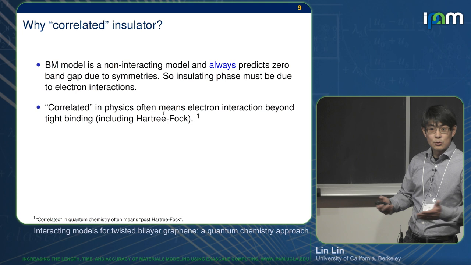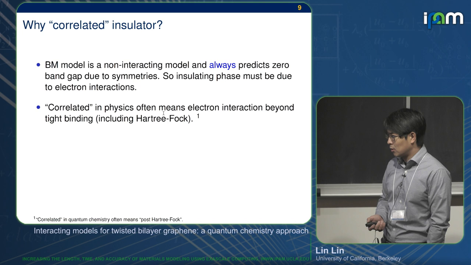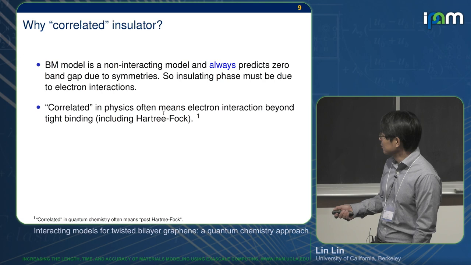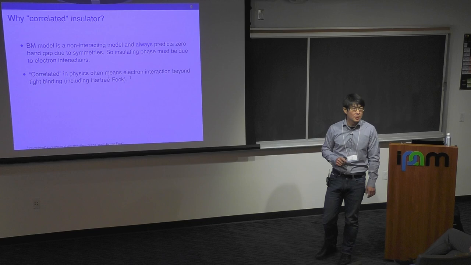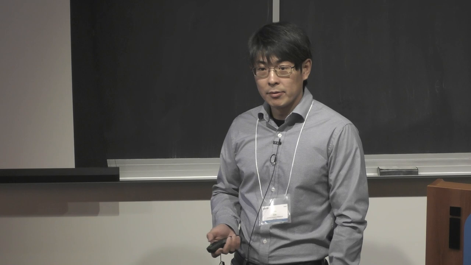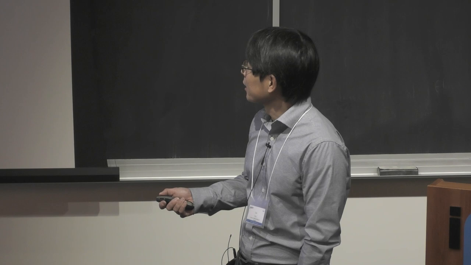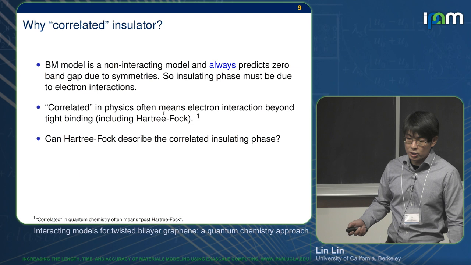Here, if you come from the quantum chemistry background, which is where I learned most of the electronic structure methods from, you may realize there is a little bit of confusion in terminology, because in quantum chemistry, correlated often means post-Hartree-Fock. Okay, so this is just terminology. In this case, Hartree-Fock could mean correlated. So one of the early questions from this field, early meaning about 2020, was: can Hartree-Fock describe the correlated insulator phase? And if so, to which extent, and what kind of phase is that really?